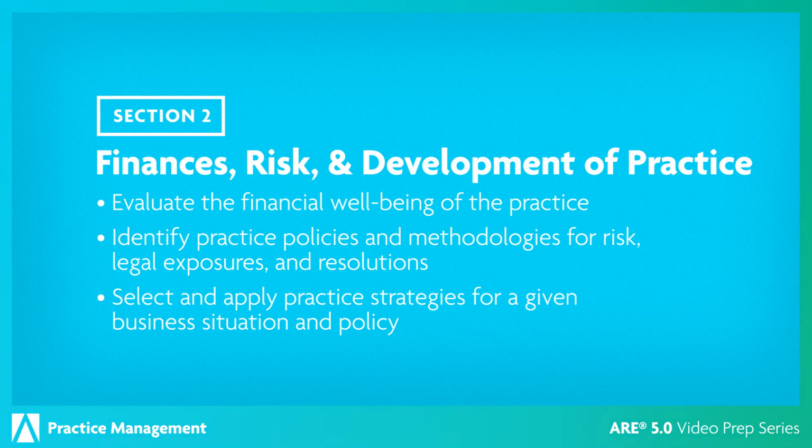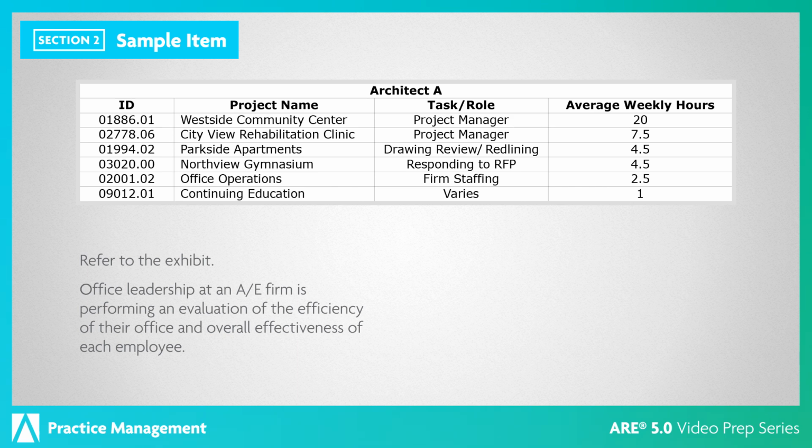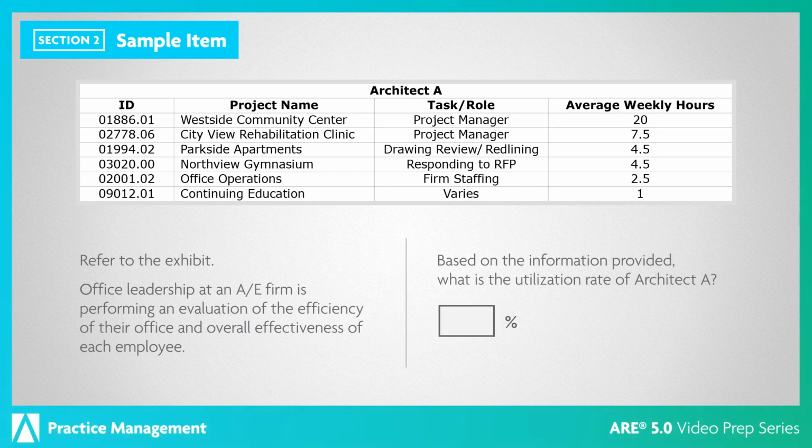Let's look at a sample question. Office leadership at an AE firm is performing an evaluation of the efficiency of their office and overall effectiveness of each employee. Based on the information provided, what is the utilization rate of Architect A? The correct answer is 80.